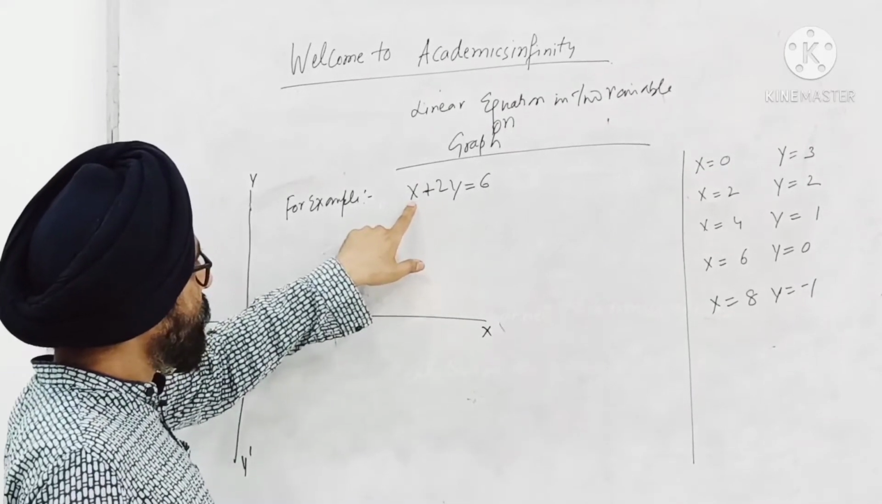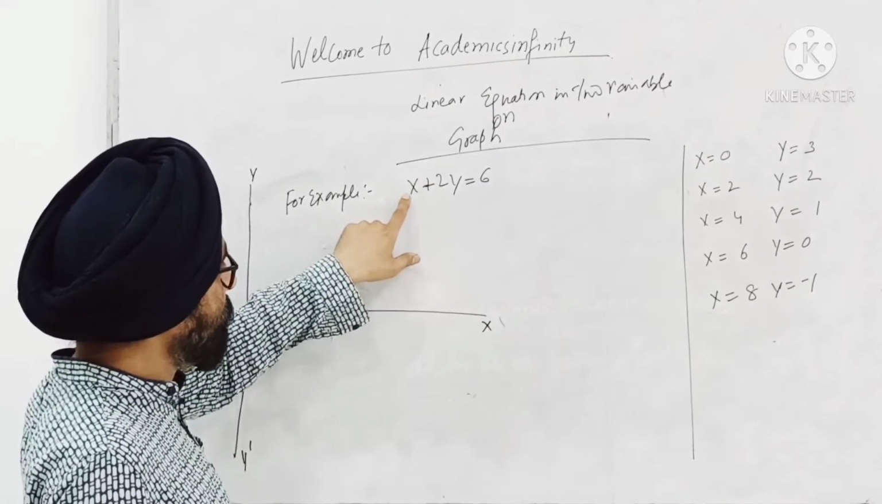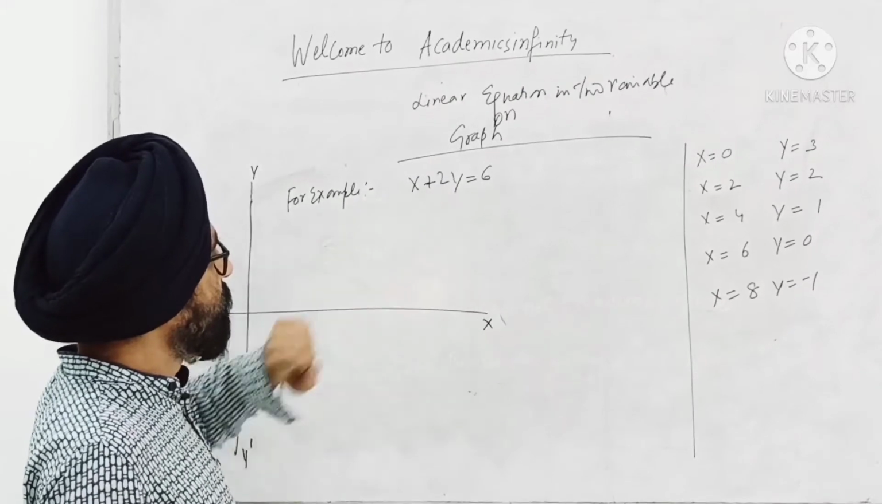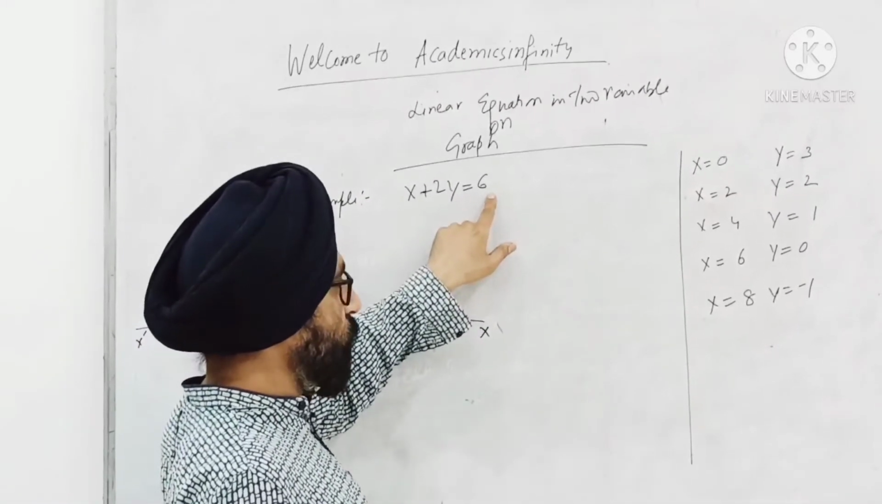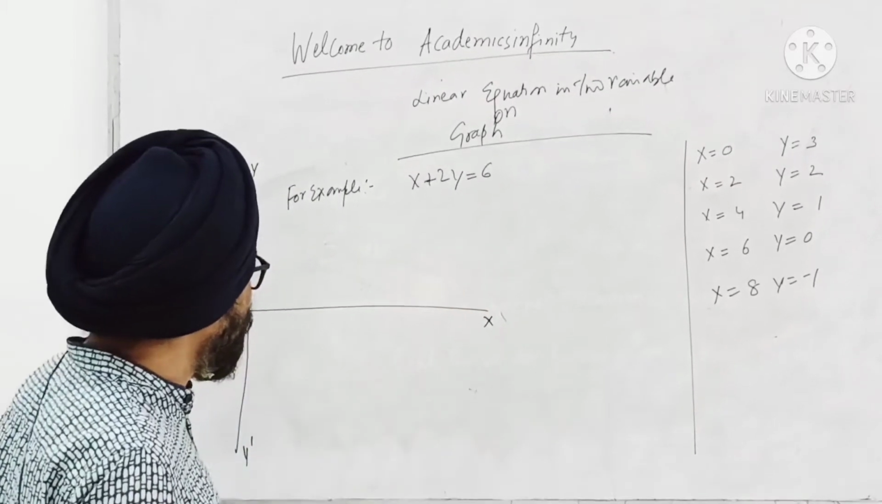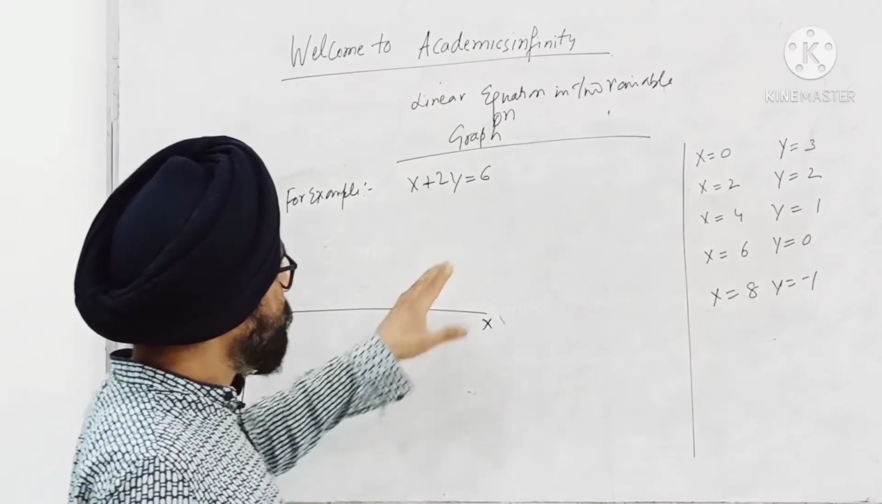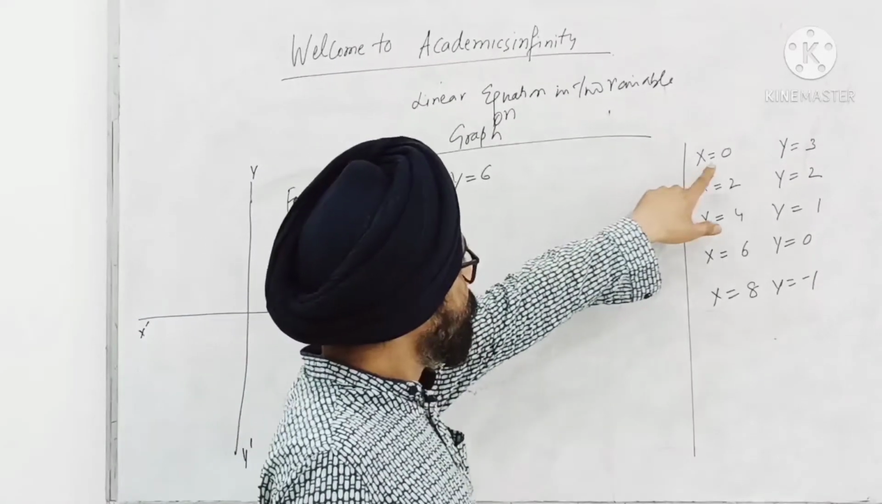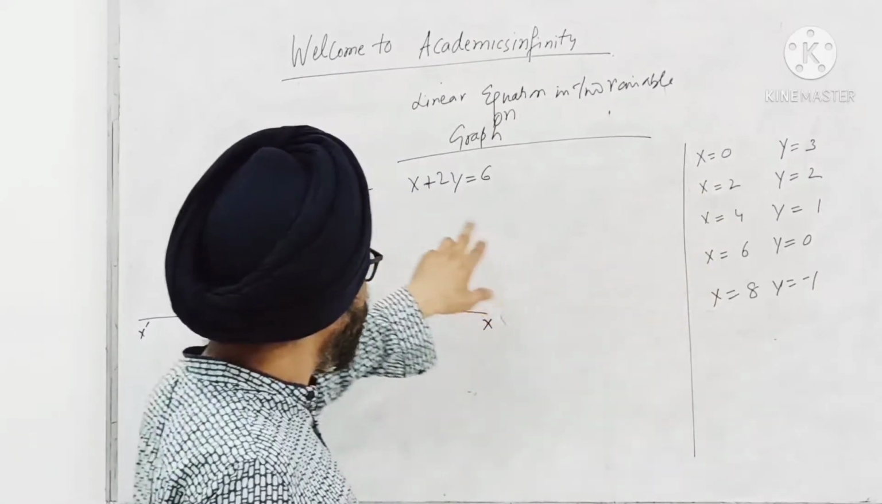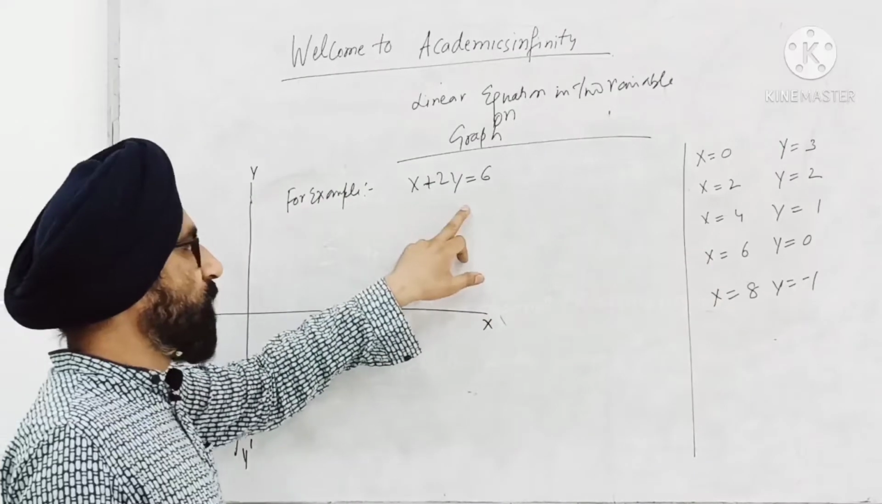The coefficient of x is understood to be 1 and the coefficient of y is 2. And b, c value is the constant here. Let's put, just as an example, x equal to 0. If we put x equal to 0, the value of y will become 3.